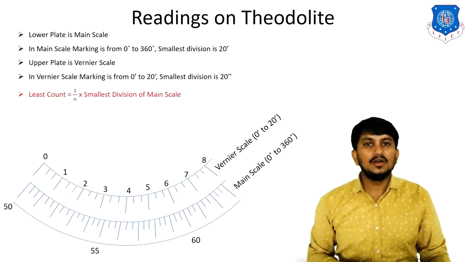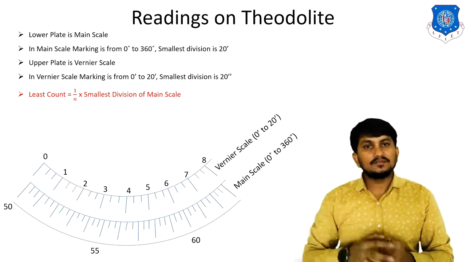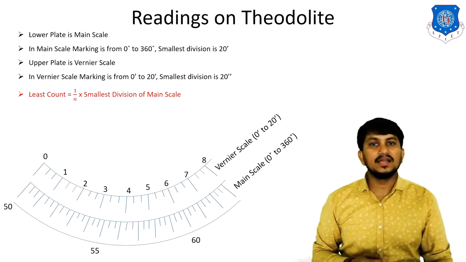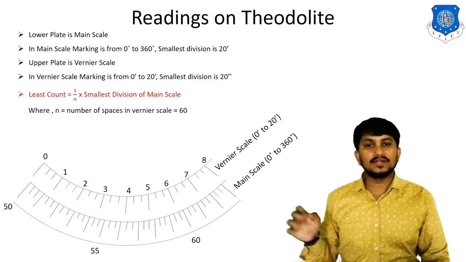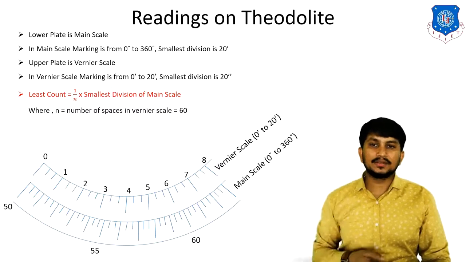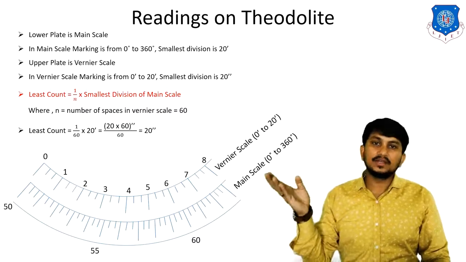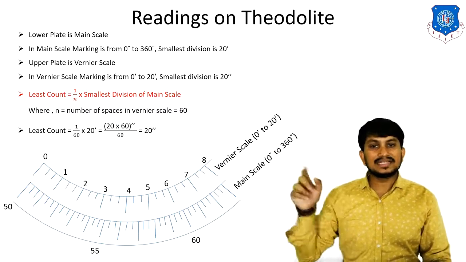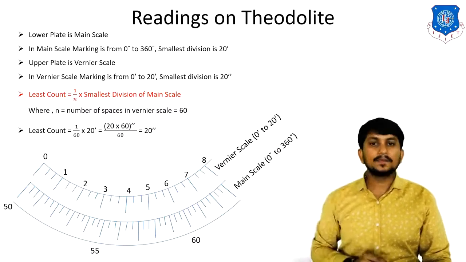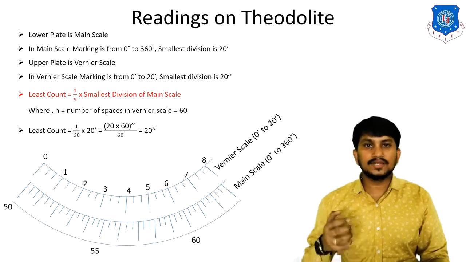Now let's see how the least count can be found in theodolite. Least count can be found by this equation: 1 upon n into the smallest division of main scale, where n is the number of spaces in the Vernier scale, which is 60. The smallest division of main scale is 20 minutes. So the least count is 20 minutes, which can be converted into seconds by multiplying by 60. So the least count of this theodolite is 20 seconds. Now let's see how the readings can be observed in Vernier type of theodolite.